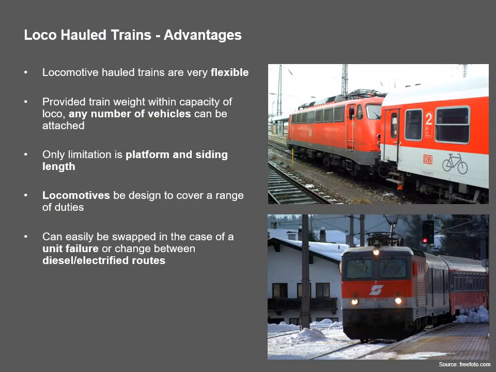So locomotive haul trains are very flexible. Provided the train weight is within the capacity of the loco, any number of vehicles can be attached. The only limitation is the length of the platforms and sidings. The locomotives should be designed to cover a range of duties. They can be easily swapped in case of a unit failure or changed between diesel or electrified routes.